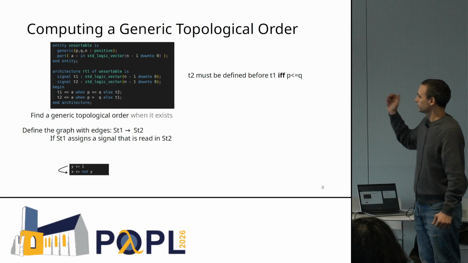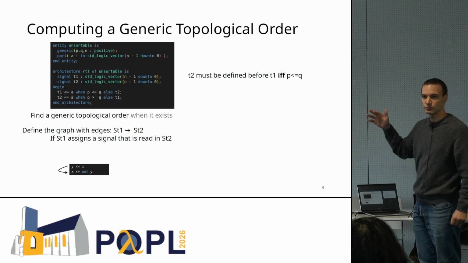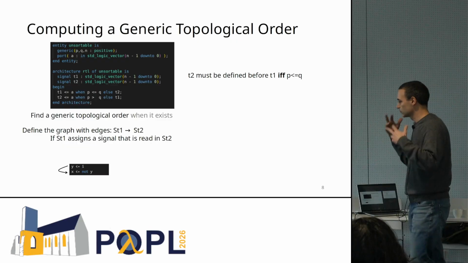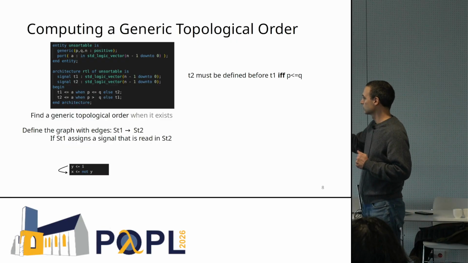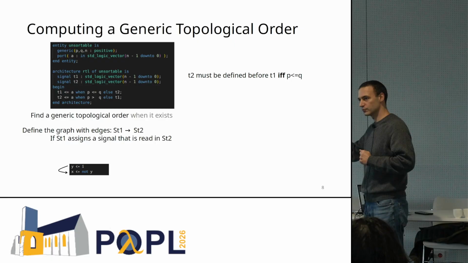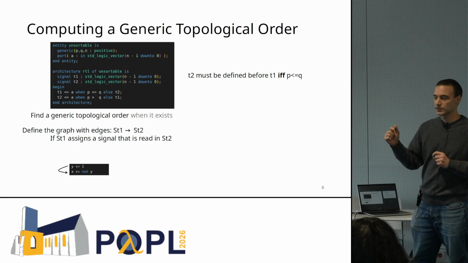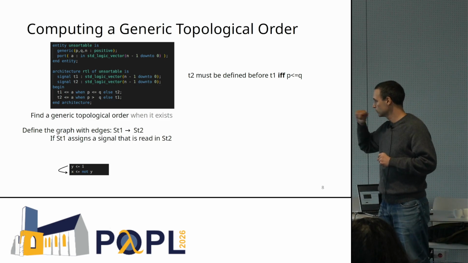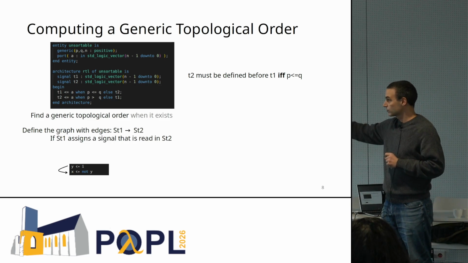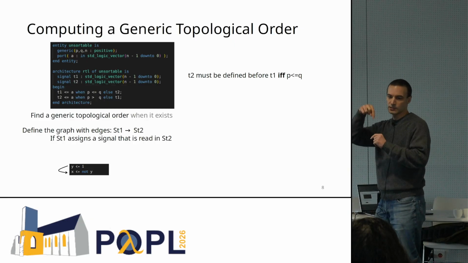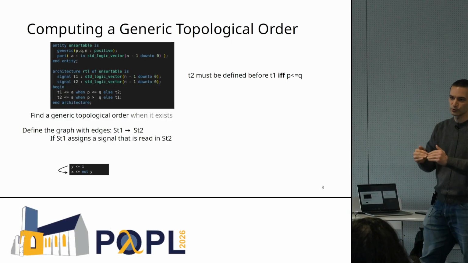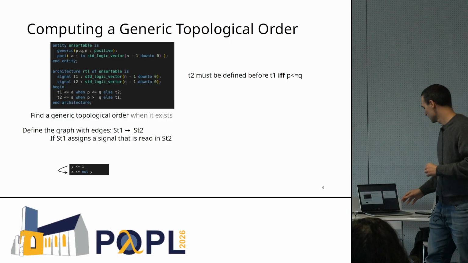Here's how we do it. I've been talking about topological ordering, which means we define a graph. We define an edge from statement 1 to statement 2 if statement 1 assigns a signal that is read in statement 2. So below there is an edge, because y is assigned on the first line, but y is used on the second line. These edges just show the order of evaluation you should have.